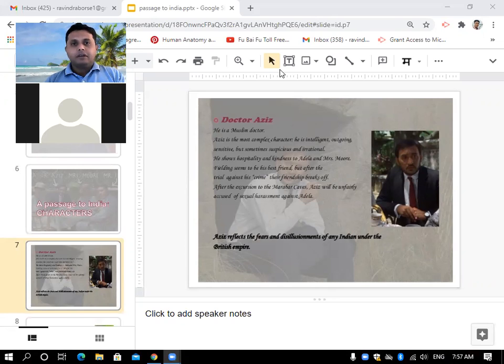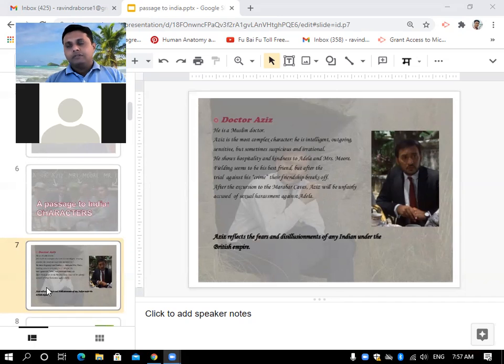We discussed the character of Dr. Aziz, and we saw how Dr. Aziz represents a typical Indian mentality. As his name indicates, he is a Muslim doctor. He is quite intelligent, and we saw Dr. Aziz in the beginning has negative views regarding the British people. So he hated the British people. But on the other hand, he has a best friend who is also British, that is Mr. Fielding. So he hates British people except Mr. Fielding, who is his best friend.